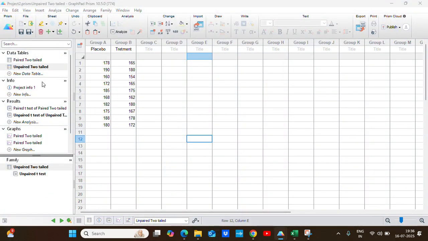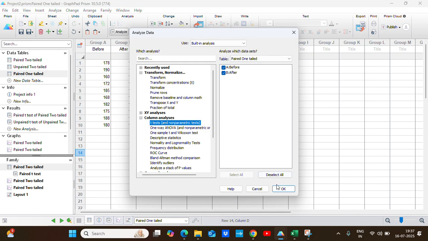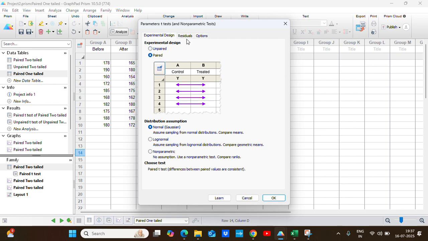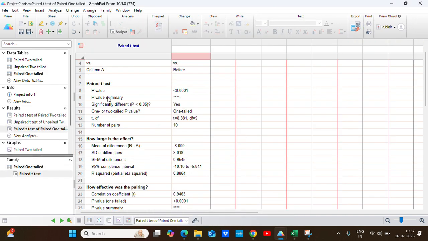So let's, I will copy this one again. So paired one-tailed, right, before and after. Let's select this data set and go to analyze, t-test. This is the paired one, and it is one-tailed, so from here you have to choose one tail. We do not want this graph, and the other things are as they are. Okay, so now it is showing that there is a difference or significance. So it is showing yes.